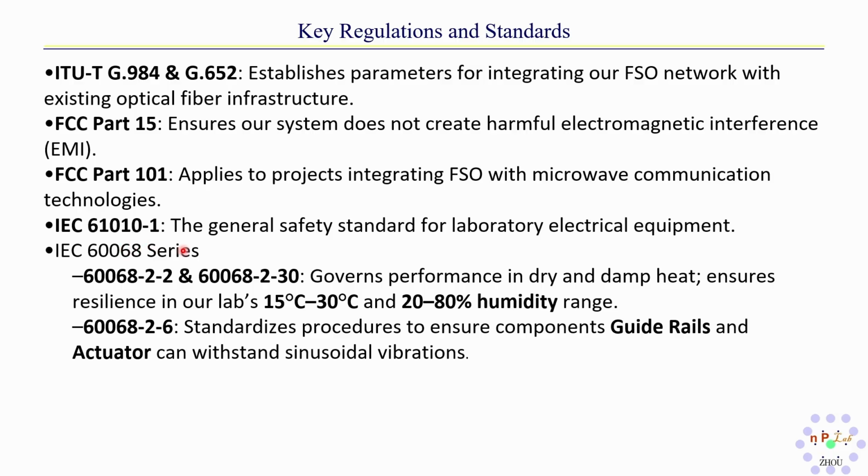We have the IEC 61010-1. It's for general laboratory safety regarding electrical equipment, and our IEC 60068 series. The first one is for the temperature and humidity range within our lab. Make sure it's between 15 degrees Celsius and 30 degrees Celsius, and a certain humidity range right here. And then we have the 60068-2-6, which are standard procedures for our guardrails and actuators so they can withstand sinusoidal vibrations.